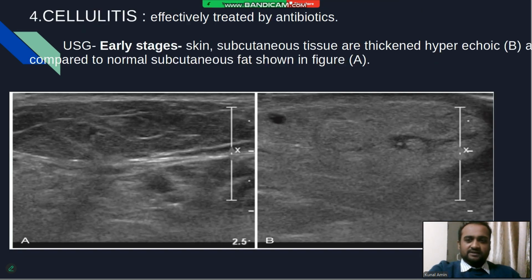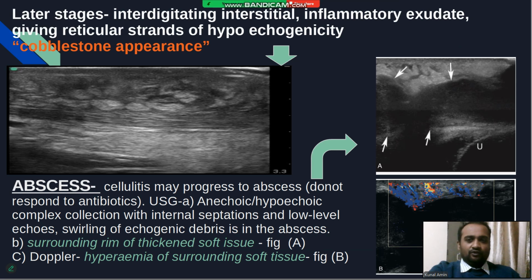Now we look at cellulitis, in which, in early stages, the skin and the subcutaneous tissue are thickened, seen as hyperechoic compared to the normal subcutaneous fat, shown in figure A. Now this is effectively treated by antibiotics, but it can move on to a stage seen as interdigitating interstitial inflammatory exudate, giving reticular strands of hypoechogenicity, which we call cobblestone appearance.